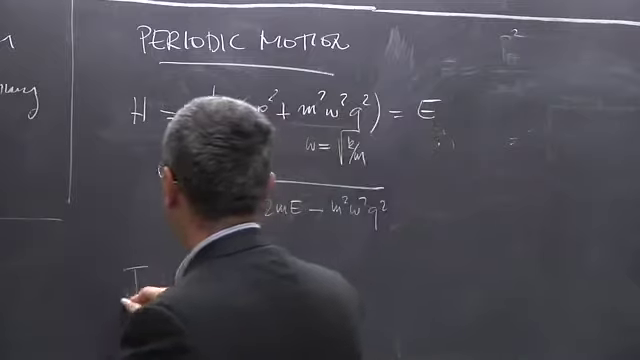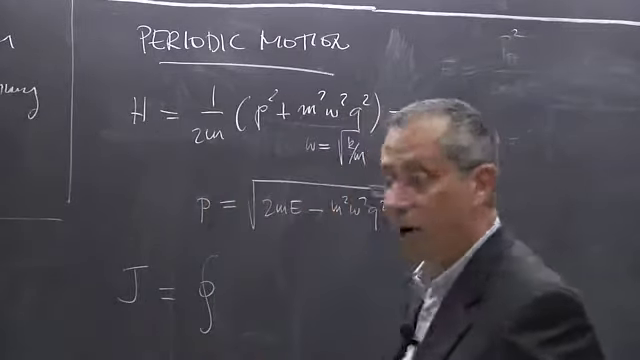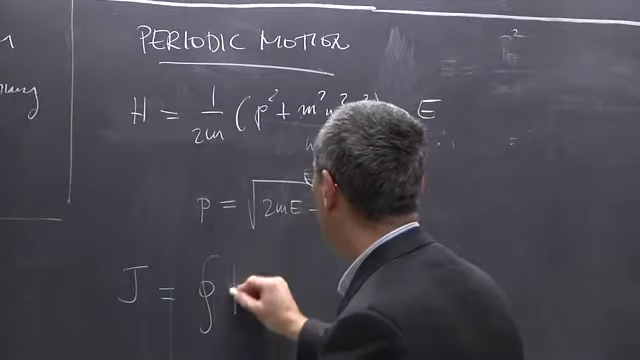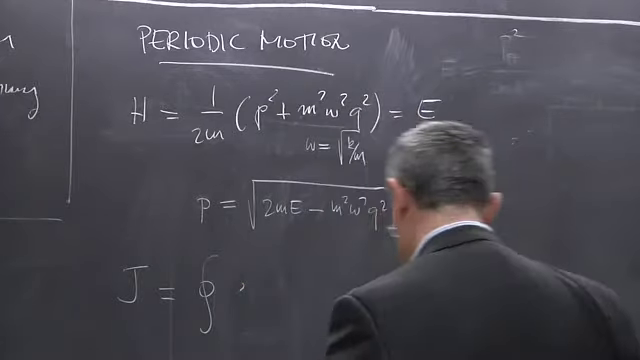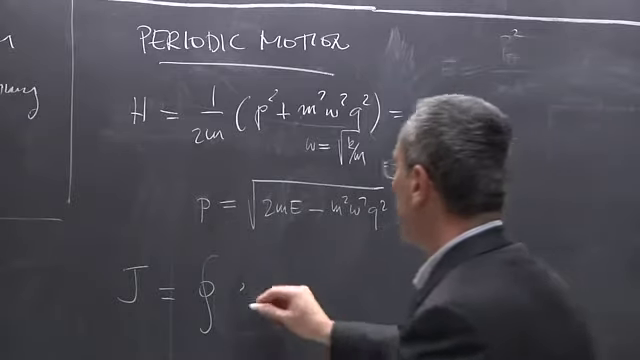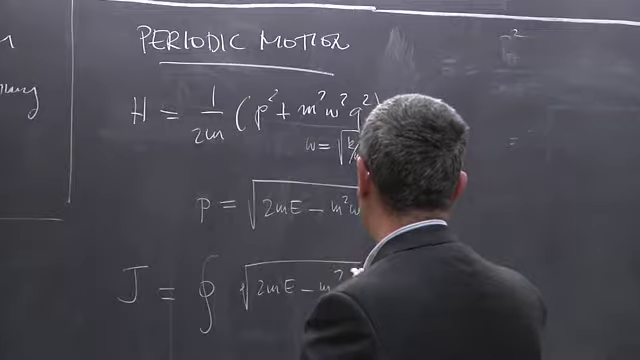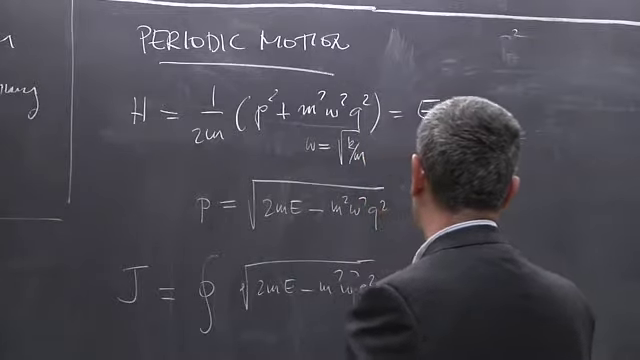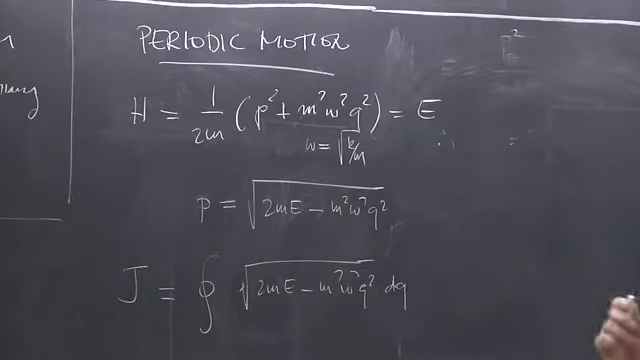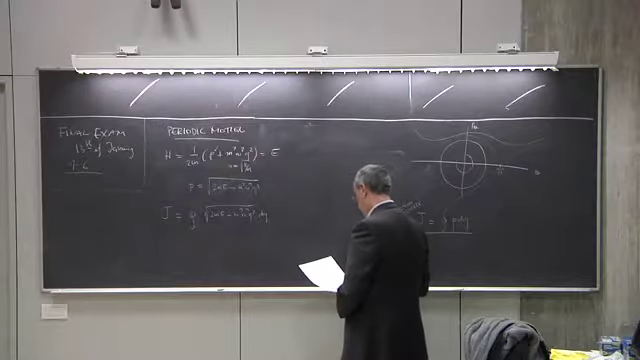So what is the action variable for the harmonic oscillator? I have to take the integral of p over a period. So p is this thing I wrote here. So I take the square root of 2mE minus m squared omega squared q squared, and I have to integrate over q over one oscillation of the harmonic oscillator.